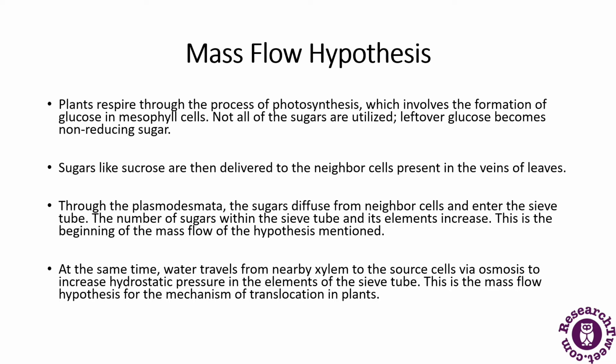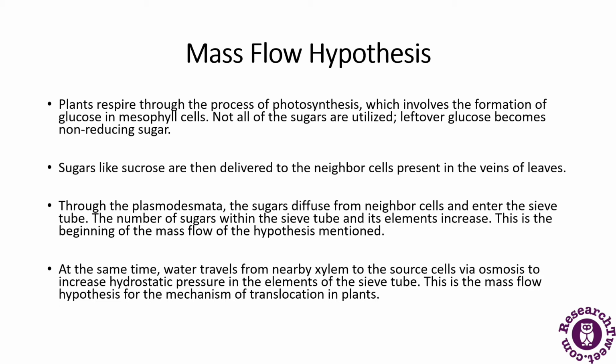Through the plasmodesmata, the sugar diffuses from the neighbor cells and enters the sieve tube. The sieve tube is a component of the phloem. So it will enter the sieve tube, and the amount of sugar within the sieve tube elements will increase. So this is the beginning of the mass flow hypothesis. This is how a mass flow is initiated.